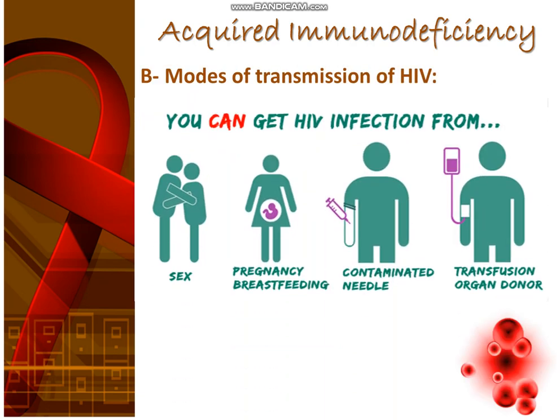Now, concerning the modes of transmission of HIV. HIV can be transmitted from an individual to another through an unprotected sexual contact, or from an infected pregnant woman to her fetus, or from a breastfeeding woman to her newborn by breastfeeding, or due to contact with a contaminated blood, especially in drug addicts that share needles, or during the transfusion of a contaminated blood, or during organ transplantation.